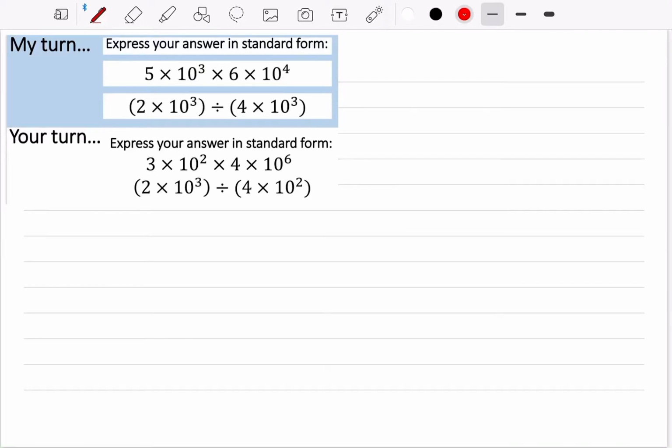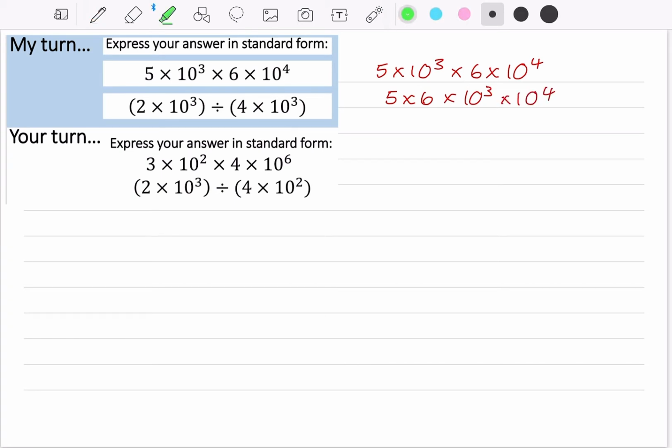My turn. This time we are multiplying and dividing these things that are in standard form, and we want our answer to be in standard form. Unlike addition and subtraction, these are much easier because we don't need to go about putting them in ordinary form first. We can work with them as they are. So, for this first one, I've got 5 times 10 cubed times 6 times 10 to the 4. I can rewrite that as 5 times 6 times 10 cubed times 10 to the 4.